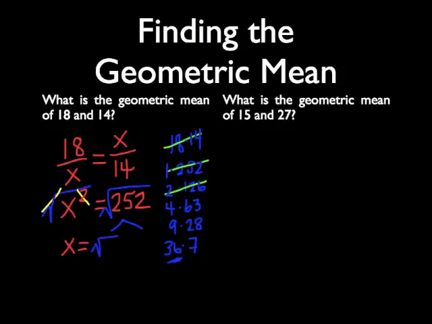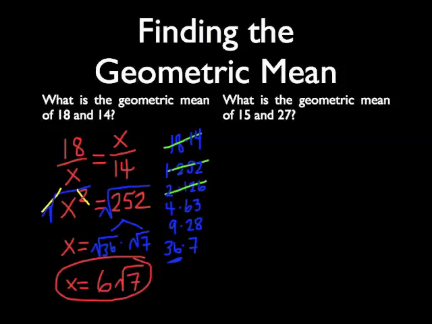So we are going to use the square root of 36 times the square root of 7 as the square root of 252. And of course, we can now take the square root of 36, which is 6, and we can't take the square root of 7, so we'll just tack that on the end there. So the geometric mean of 18 and 14 is 6 times the square root of 7.